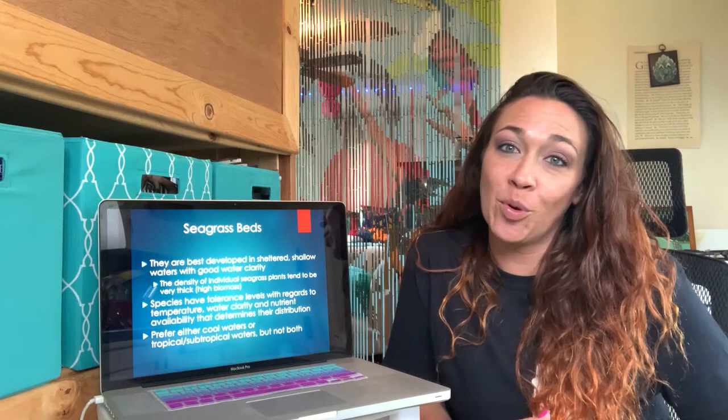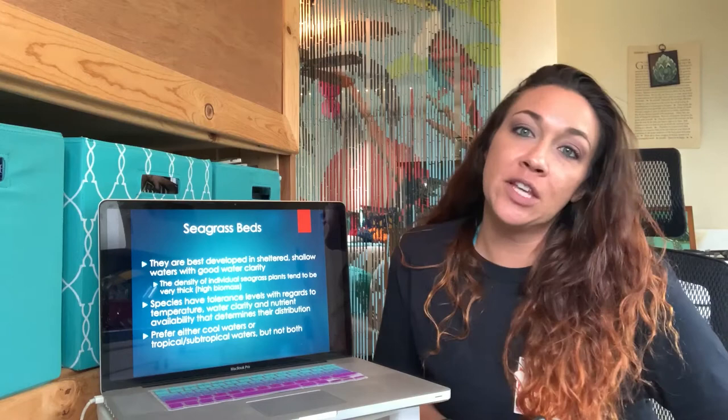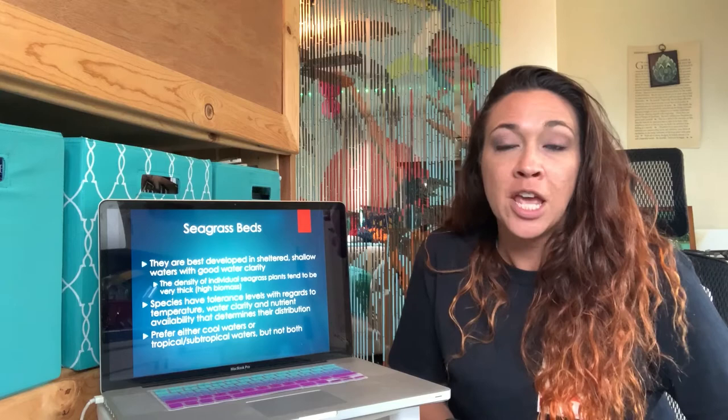Seagrass beds. We learned about seagrass beds already, but again, very important for nursery habitats. They need good, clean water. They need to be in some kind of shallow area, probably a little bit on the warmer side. It really depends on the species of seagrass, though, what their temperature and salinity ranges are. It just always depends on the species. You can have a general broad description of these seagrasses, but really it's going to depend on the actual species itself.